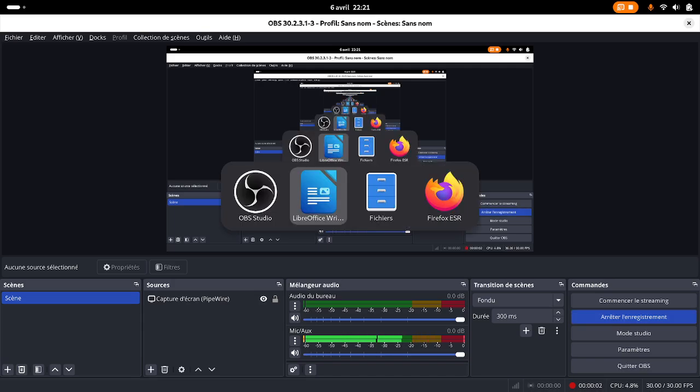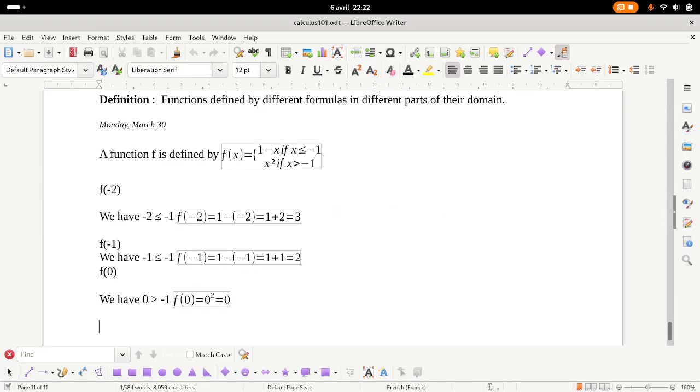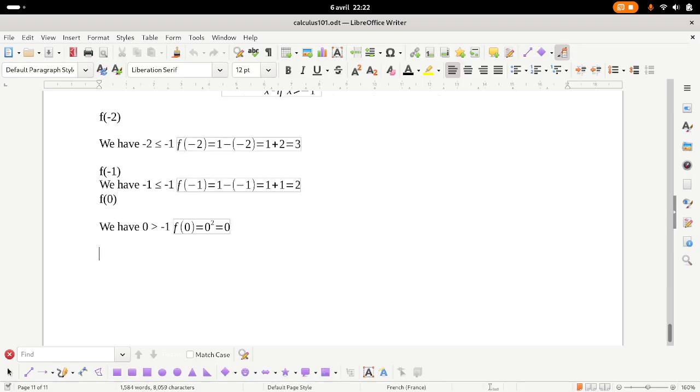So we continue with calculus, and we have our first definition of a piecewise function. Now we will try to sketch it.